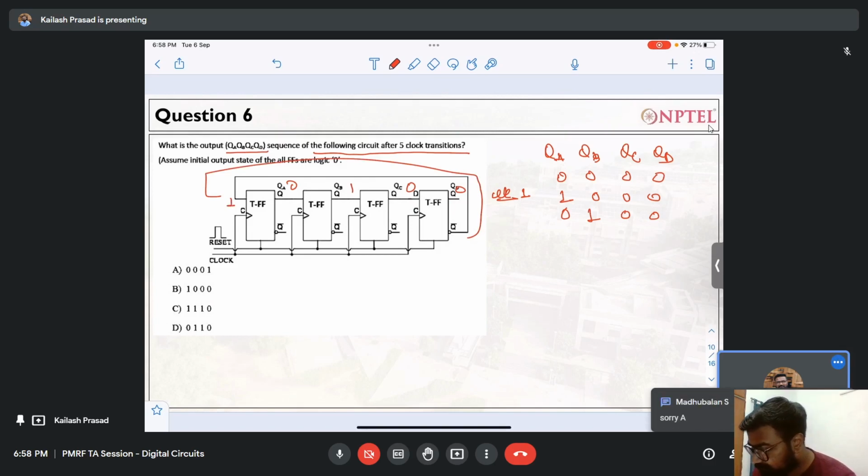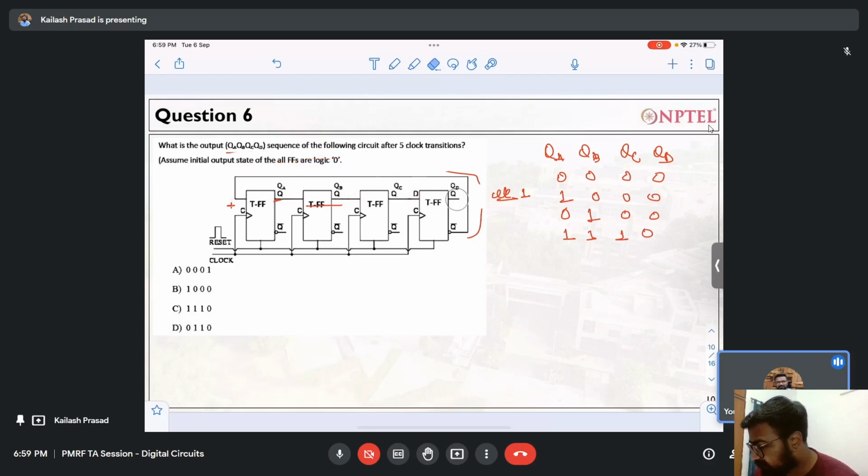Now what will happen? If this is 1, this node will become 1. This is 0, so nothing will change in this node, so this will remain at 1. This is 1, so this node will change, so this node will become 1. And this is 0, so this is 0. After that I will again erase and set up the values for you.